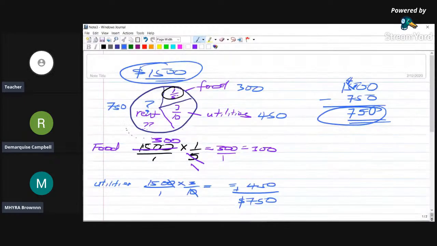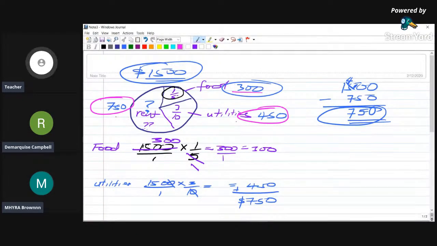So basically, this would be $300 for food, 450 for utilities, and 750 for rent. Do you see that? Does that work? All right. Now, that is the straightforward way of looking at it.